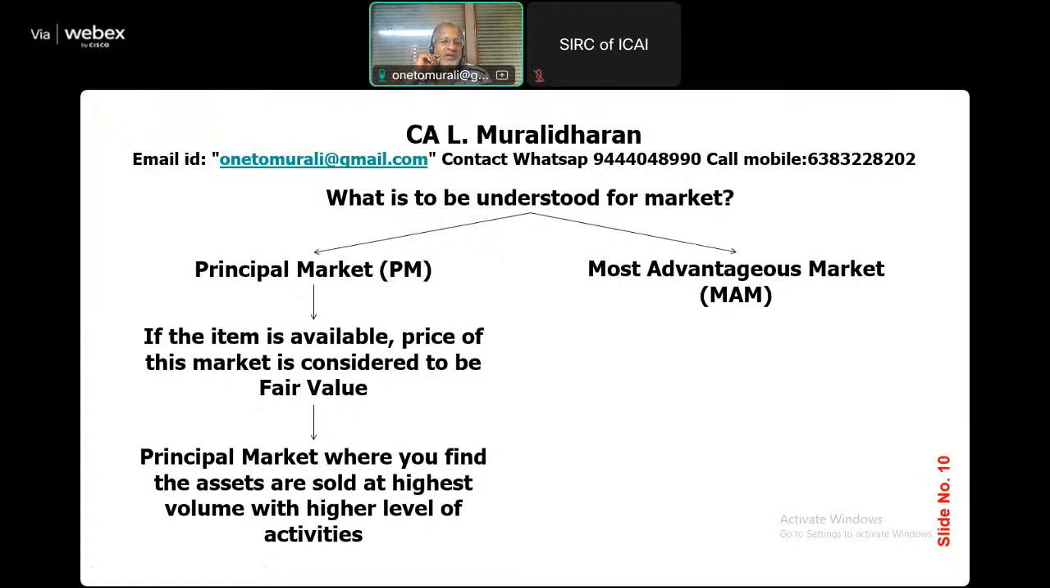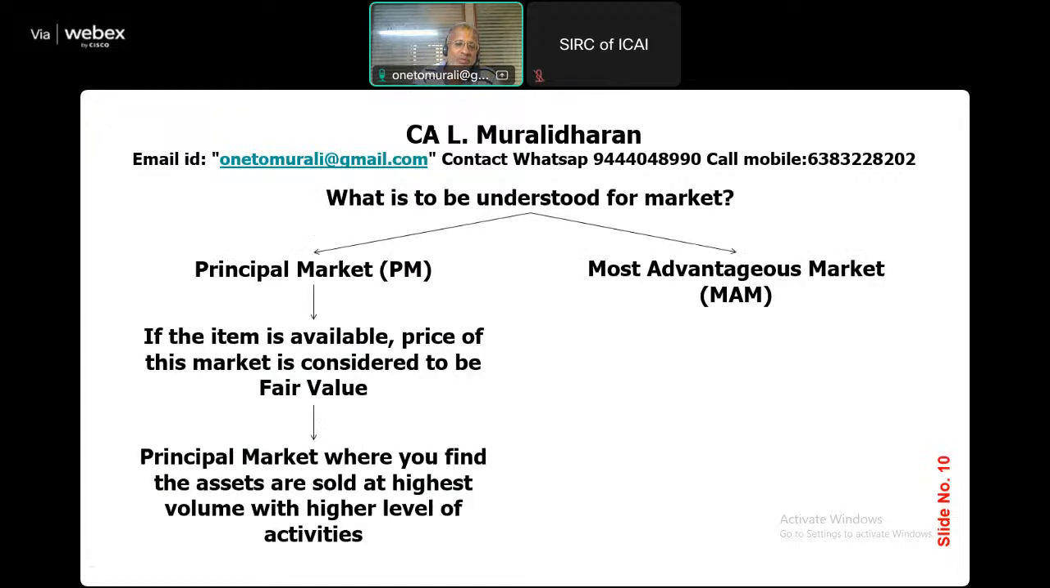Principal market is where you find the assets are sold at highest volume with higher level of activities. Example, you take up financial assets, the shares of Reliance company. Of the two markets that you have, which could be taken up as a base for bringing out the fair value? Is it NSE to be taken up or BSE to be taken up? They have mentioned it, where you have highest volume with higher level of activities. That's a place where you got to take up.